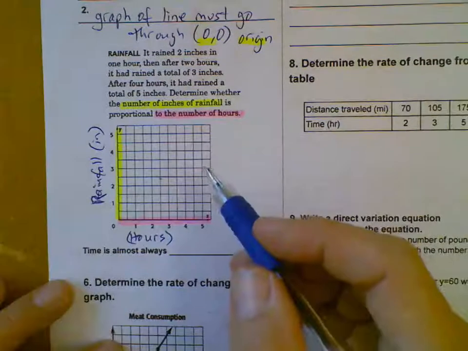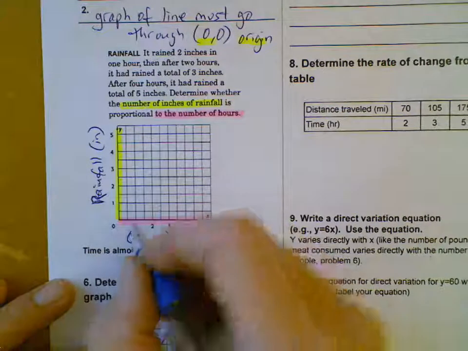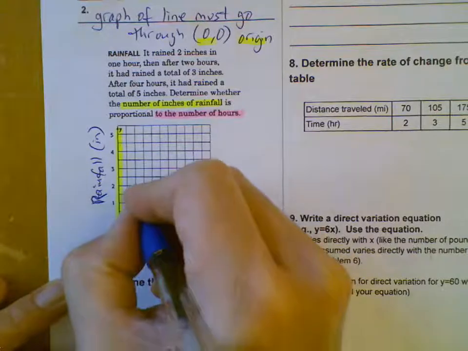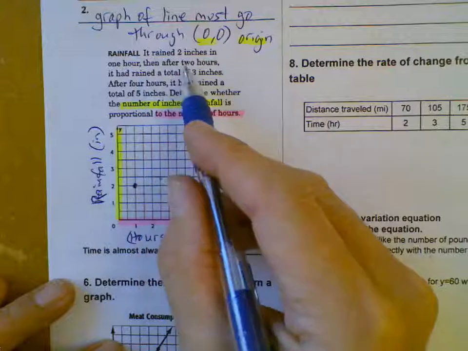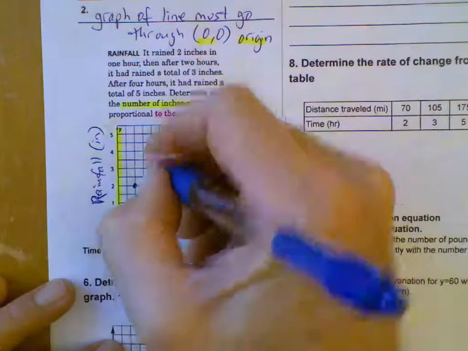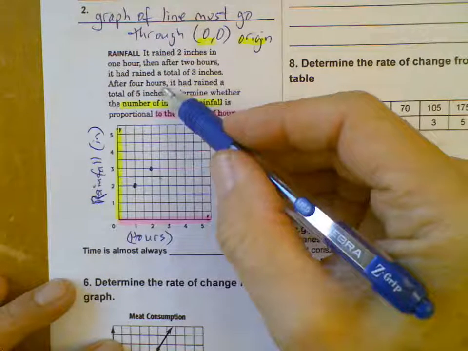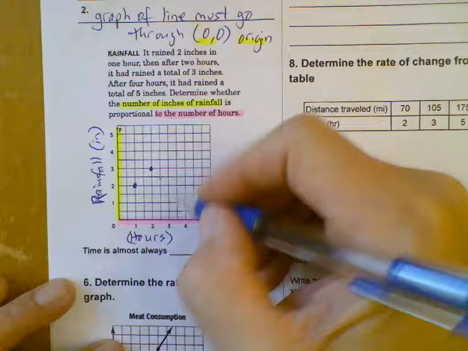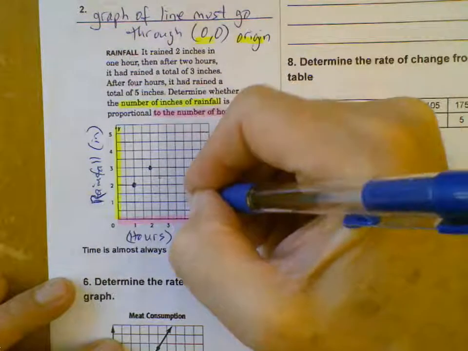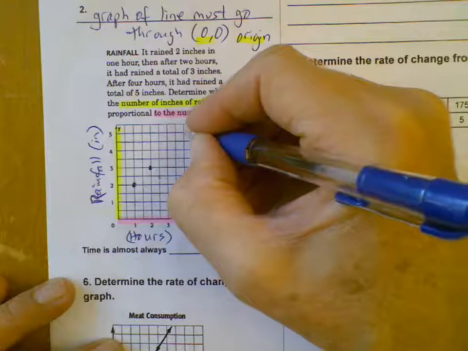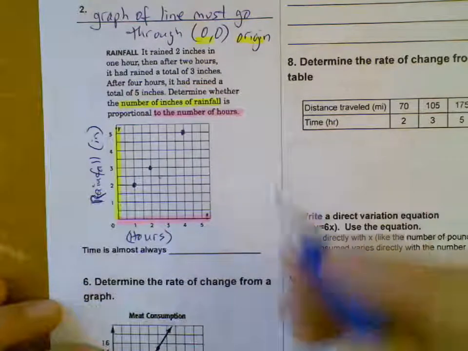So let's plot points now. It rained 2 inches in 1 hour, so 1 hour, 2 inches. Then after 2 hours, it rained a total of 3 inches. And then after 4 hours, it rained a total of 5 inches. Make sure I stay on the right line here. Okay, the question is, are these proportional?